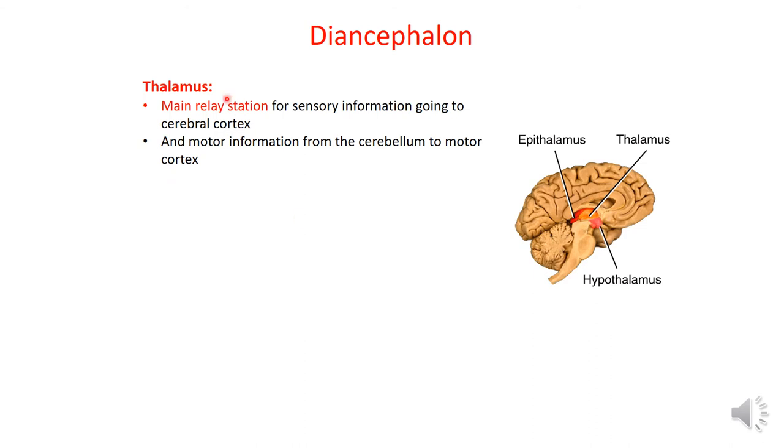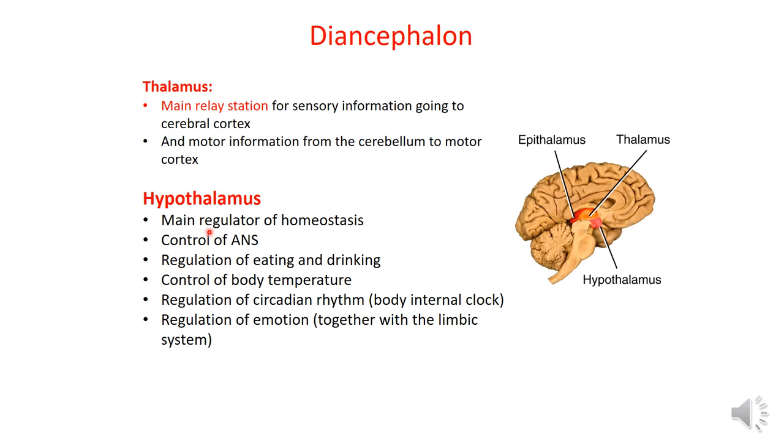Diencephalon includes the thalamus, the main relay station for sensory information going to the cerebral cortex. Motor information goes from the cerebellum to the motor cortex. This means all the types of information passing to the cerebral cortex should relate to the thalamus: from the cerebellum to the motor cortex and from the ascending sensory tracts to the cerebral cortex.